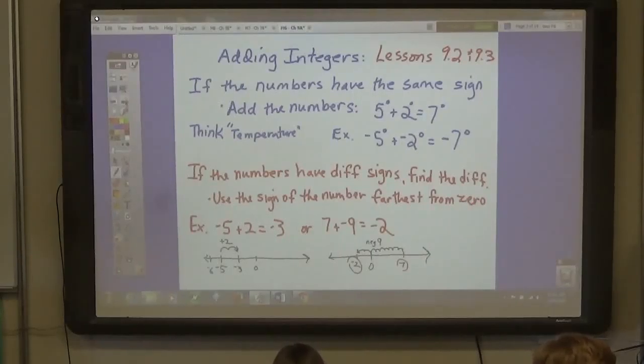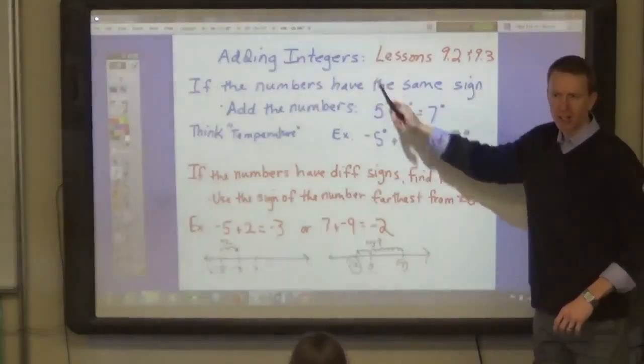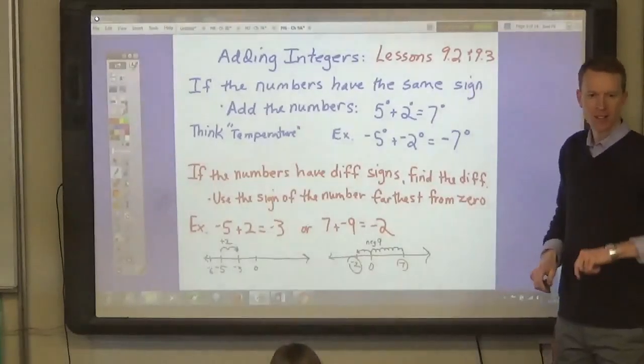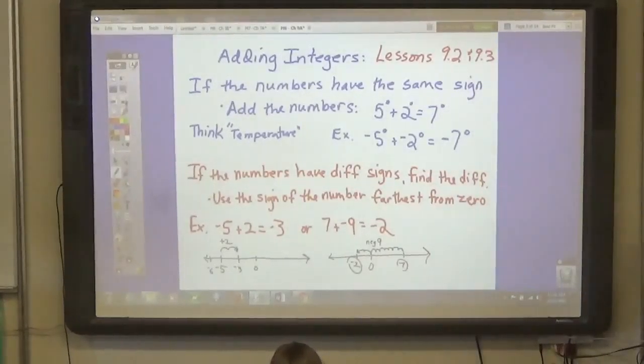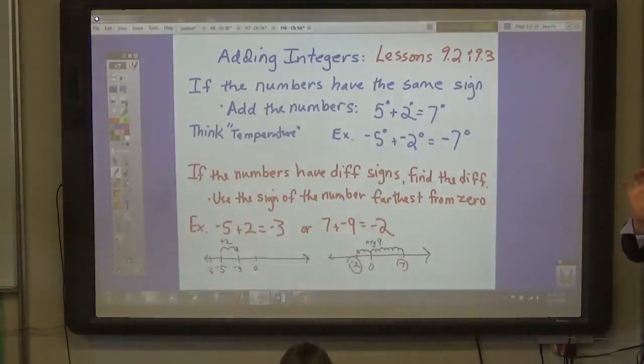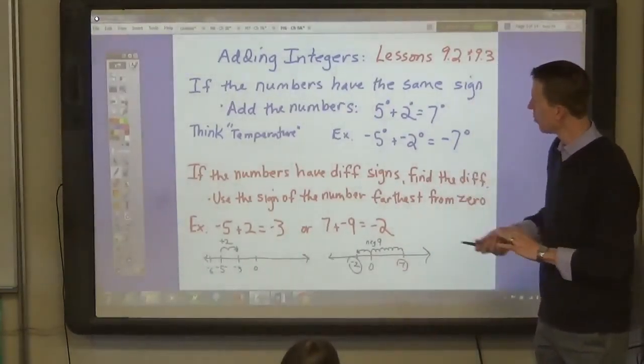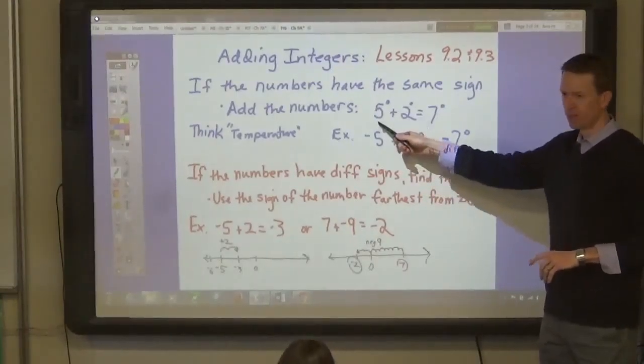All right, sixth graders, listen. In lesson 2 and 3, we're gonna learn about adding integers. What's an integer again? It's a positive and negative number. Good, it's a positive and negative whole number. Integers are specifically positive and negative whole numbers. So we're not going to add fractions yet. We're not going to add decimals yet. We're just going to stick with whole numbers, like these.